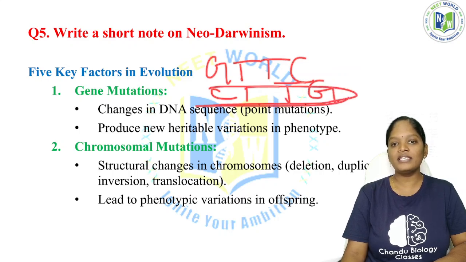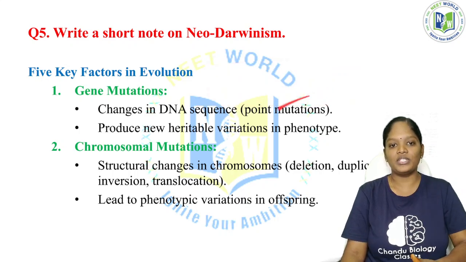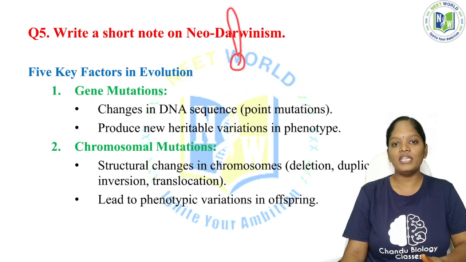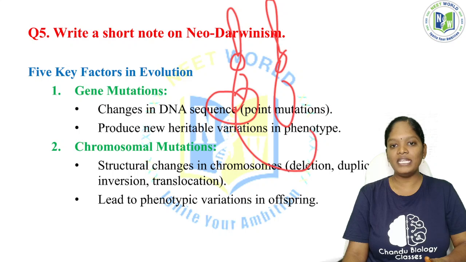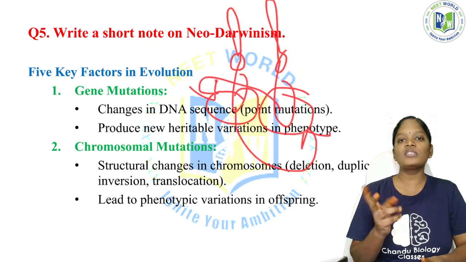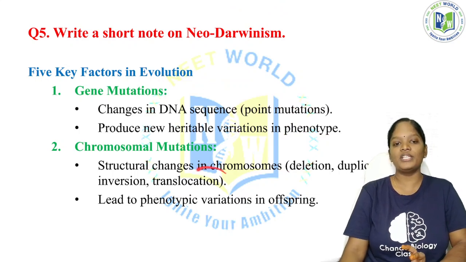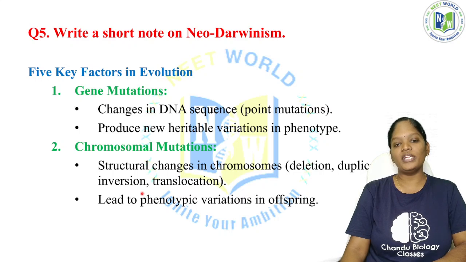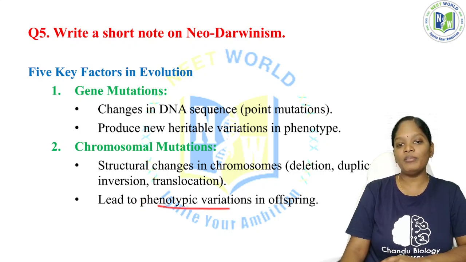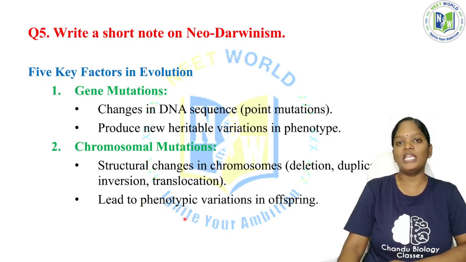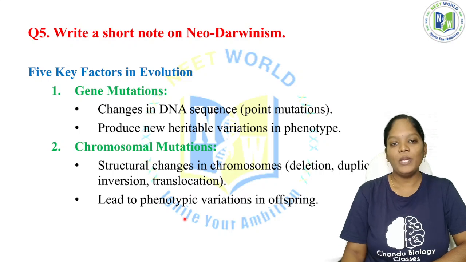Okay, the frame is getting inversed. And translocation means, see here, this is a chromosome, and this chromosome is getting here, and this segment will be exchanged here. This is called a translocation. Okay, so these are all the chromosomal mutations, and this chromosomal mutation leads to the phenotypic variation, in the sense morphological variations.